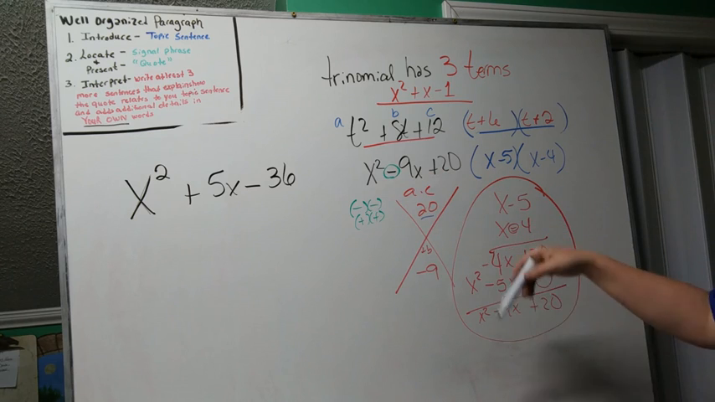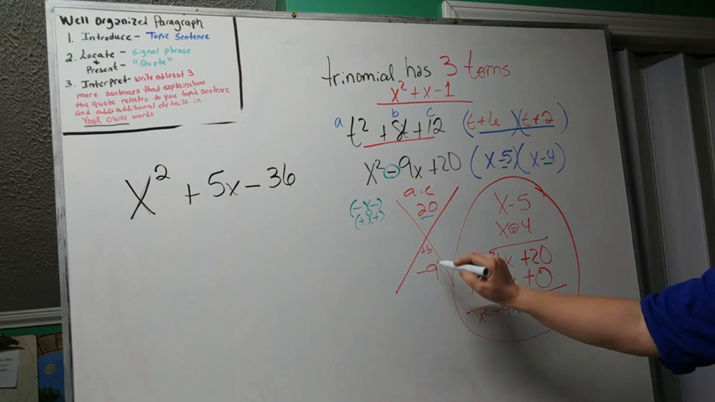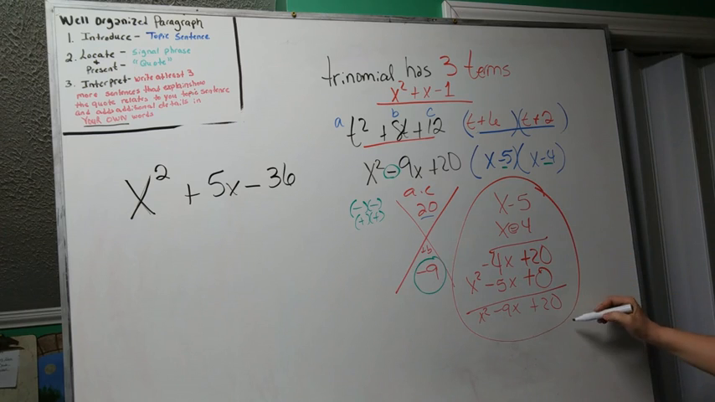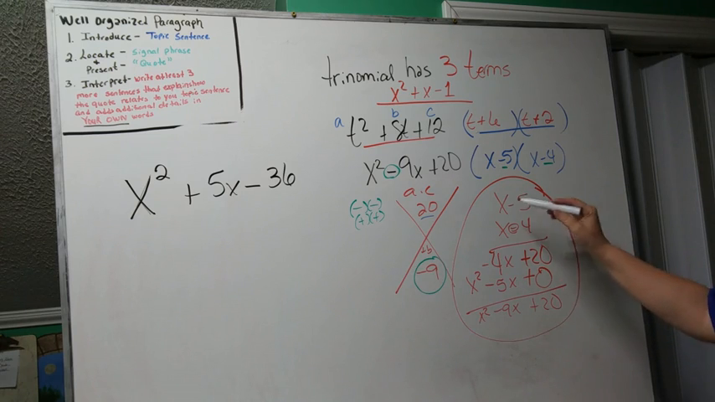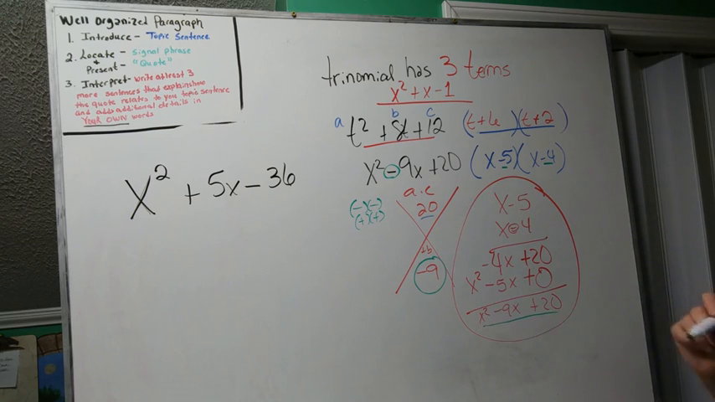So when we combined our factors, we found that negative 5 and negative 4 were the ones that when we added together made negative 9. And then we went back and we checked it by distributing it, and we came up with the same answer here as we did there.